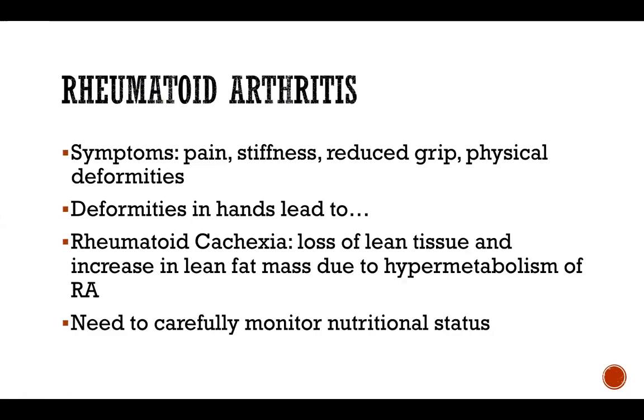I mentioned some of the symptoms already, and I did mention that the deformities in the hand lead to alterations in abilities of doing some of the ADLs and the IADLs, such as food prep or shopping, or even writing a check to pay the bills, or using a cell phone. Often people with arthritis have cell phones with larger numbers so that they're not forced to push a very small number on the cell phone. Rheumatoid cachexia can also happen, and remember that cachexia is an inflammation-based loss of muscle, or a loss of muscle due to a disease state.